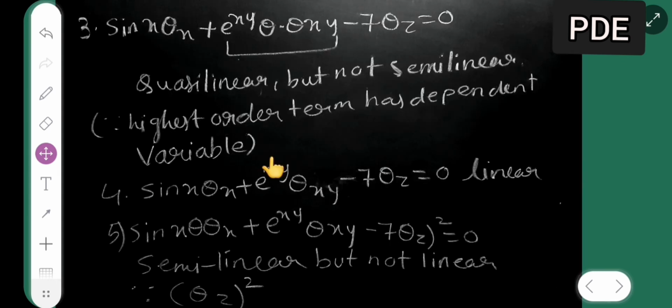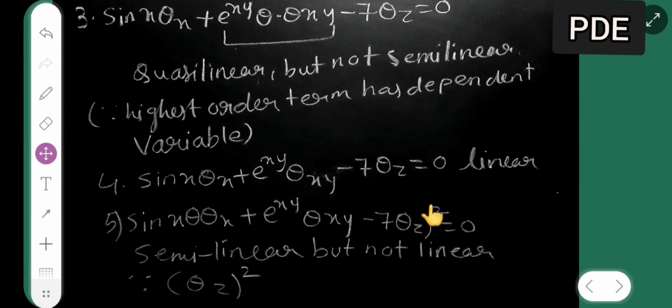The third example is: sine x theta x plus e raised to the power of xy theta into theta xy minus 7 theta z is equal to 0. Now this is quasi-linear but not semi-linear, since the higher order term has the dependent variable. So I marked everything. Fourth is: sine of x theta x plus e raised to the power of xy theta xy minus 7 theta z is equal to 0. Now this is linear.